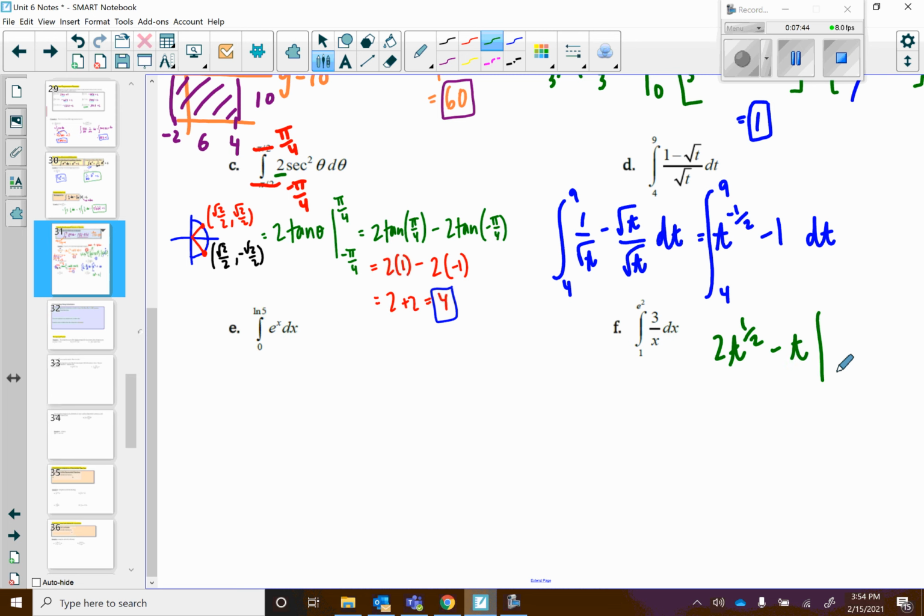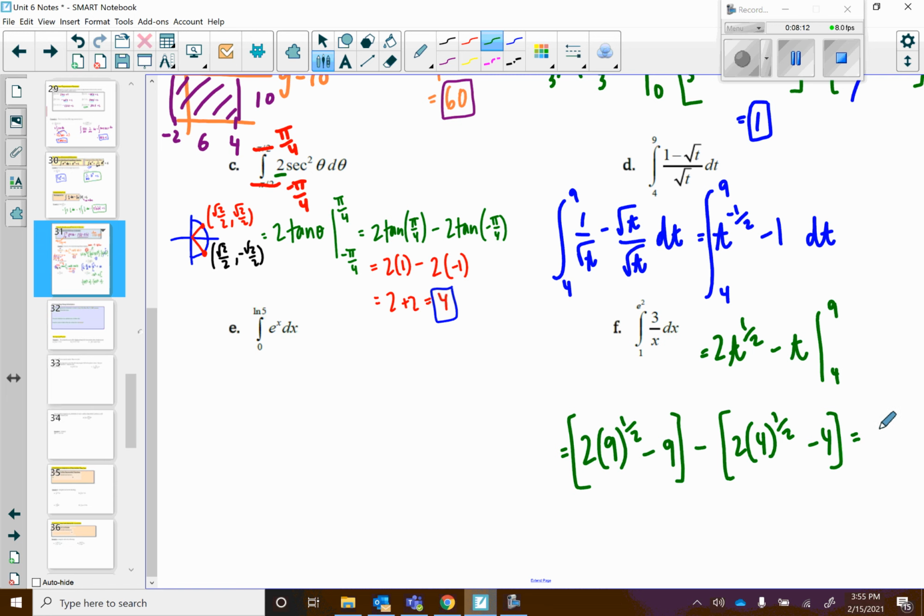We are evaluating that from 4 to 9. So I would have 2 times 9 to the 1/2 minus 9 minus 2 times 4 to the 1/2 minus 4. And when I simplify this, I get -3.